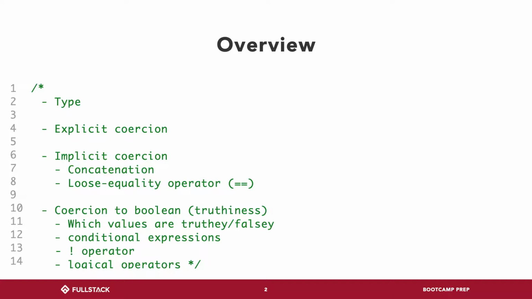So yeah, in the slides we'll talk about types, explicit coercion, implicit coercion, concatenation, loose equality, coercion to booleans, which is truthiness, which values are truthy, falsy, conditional expressions. Oh, I forgot about the bang operator, and then logical operators. Don't worry, the bang operator is super useful.